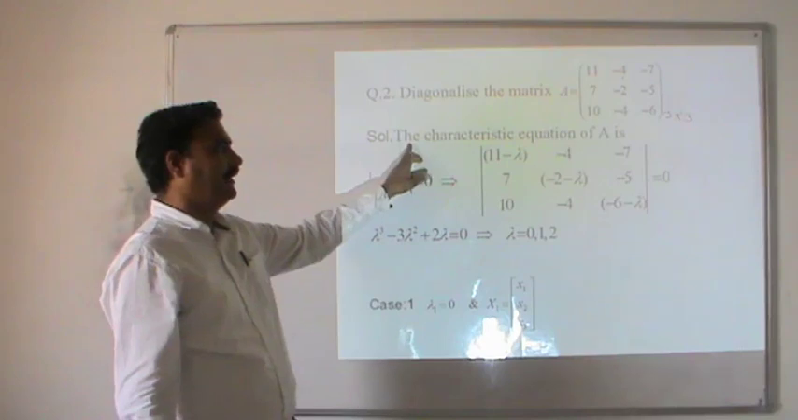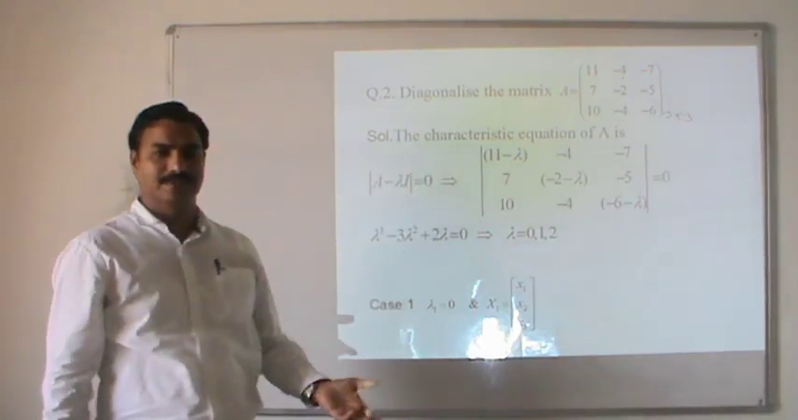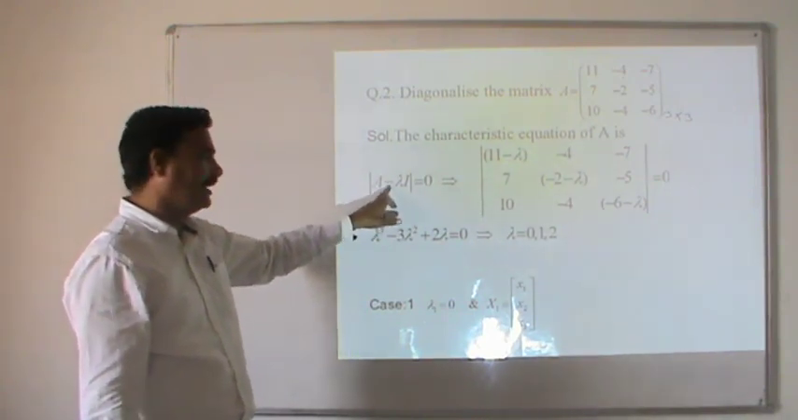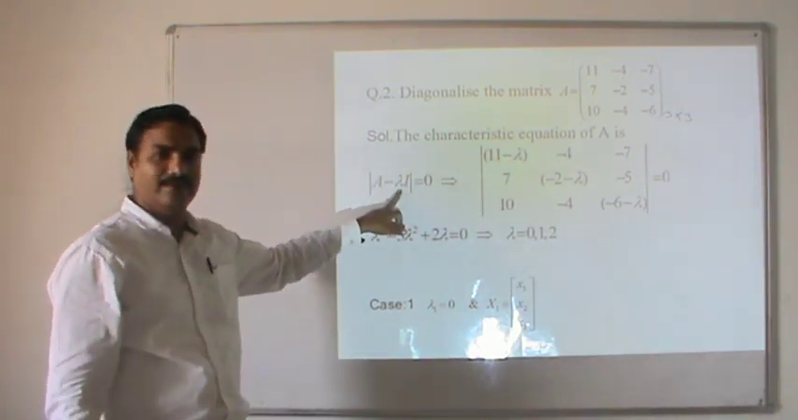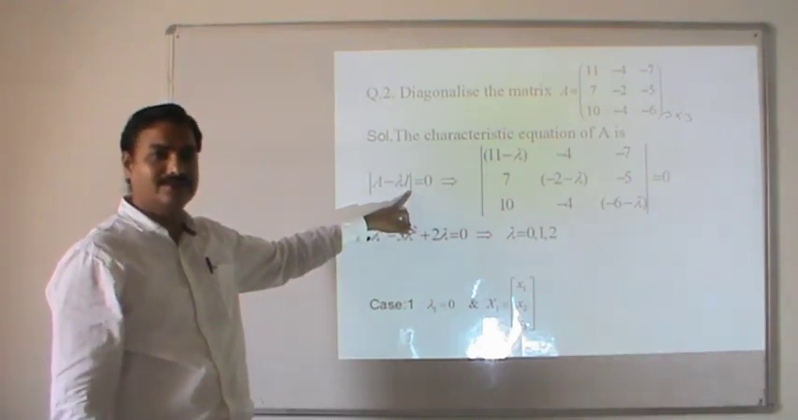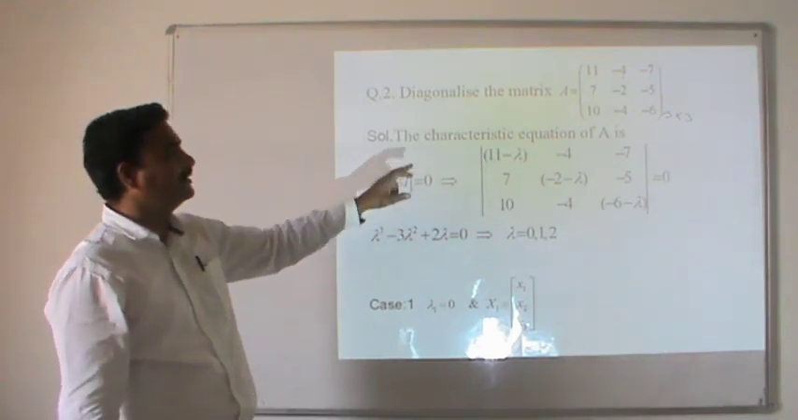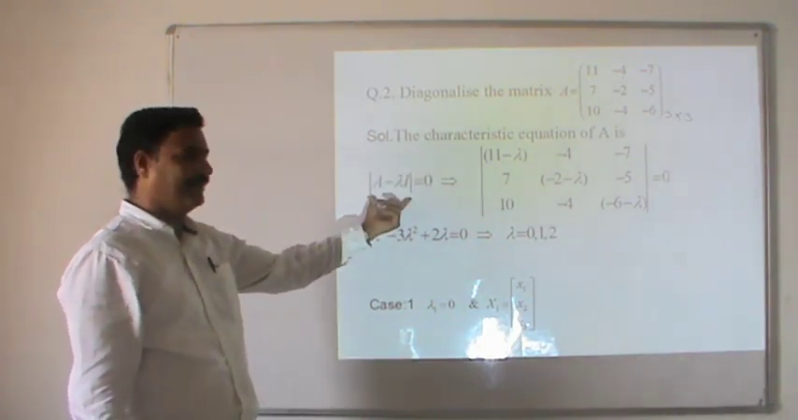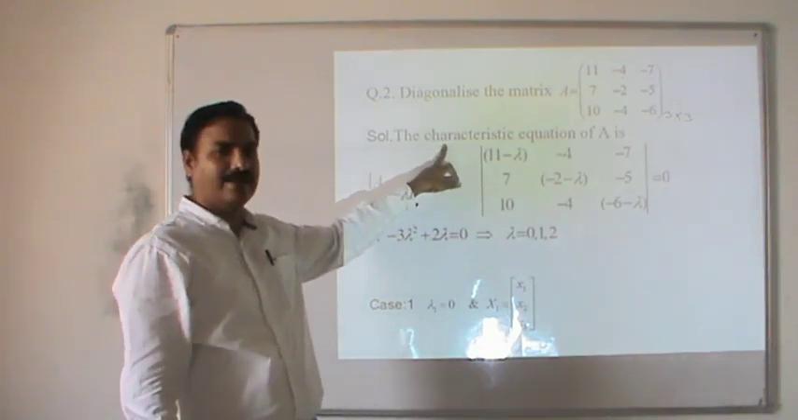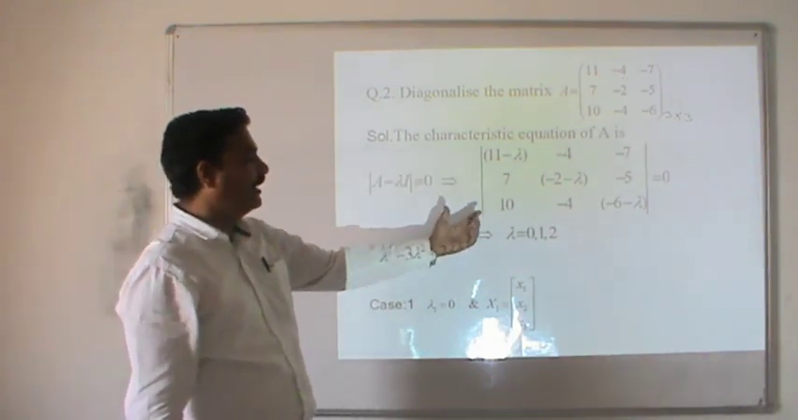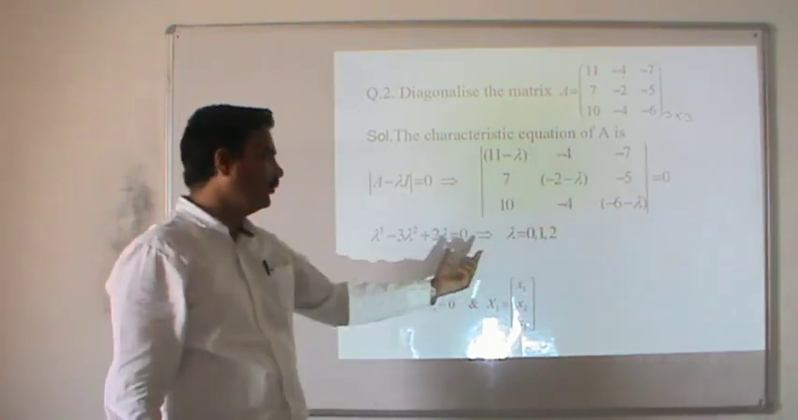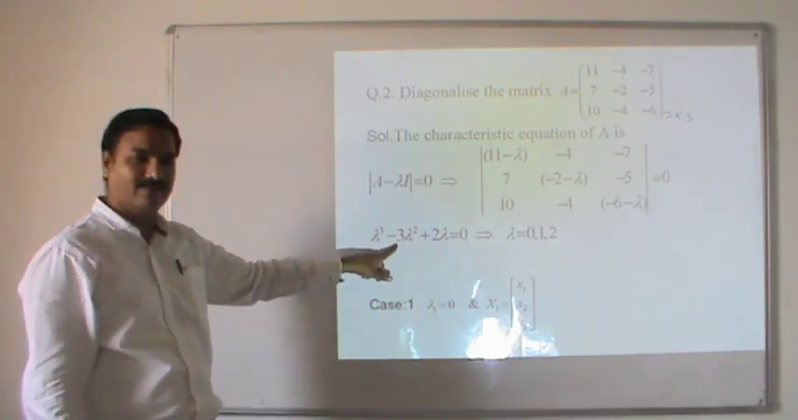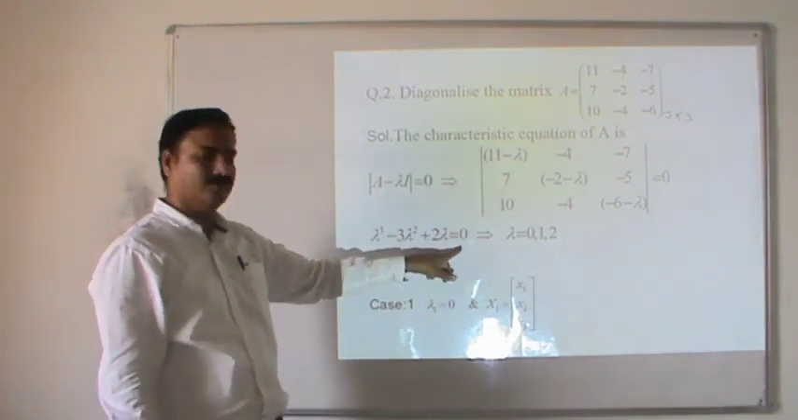First of all, we find the characteristic equation, and you know how to determine a characteristic equation. We determine the determinant of A minus lambda I, where lambda is a scalar quantity, I represents the unit matrix or identity matrix, and A is our given square matrix of 3 into 3 order. As soon as we put its determinant value equal to 0, this gives us our desired characteristic equation. And after expanding this 3 into 3 determinant, we get a cubic equation in terms of lambda. So lambda cube minus twice lambda square plus twice lambda equal to 0.